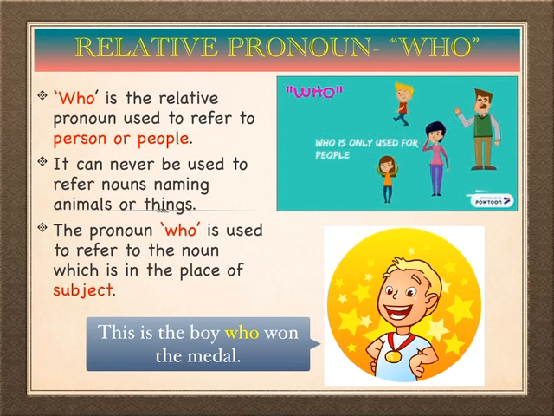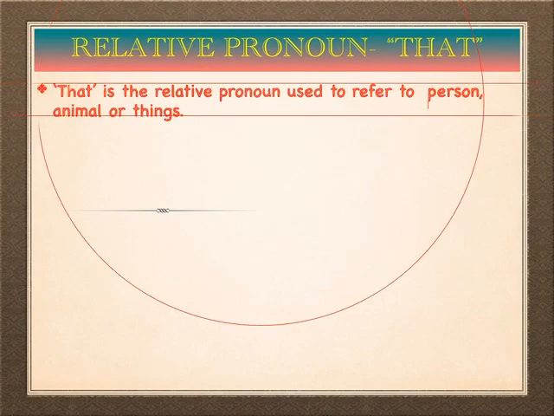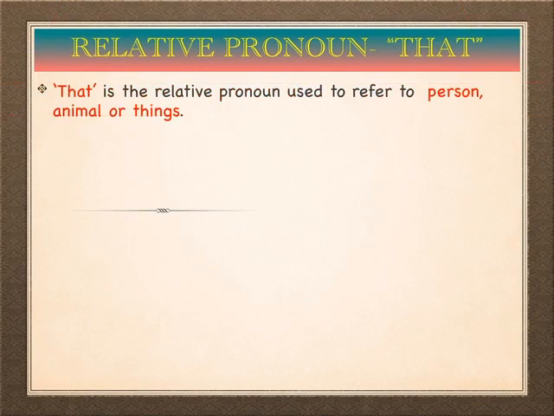Let's move on to the next relative pronoun, that is "that". So let's see when we are going to use the relative pronoun that. That is the relative pronoun used to refer to person, animal, or things. So, this relative pronoun can be used when we are talking about person, animal, or any non-living things.